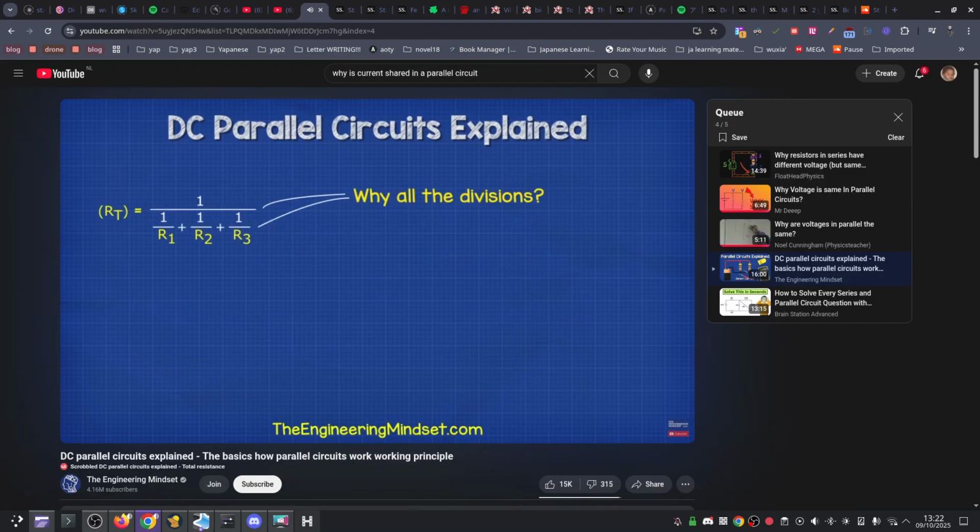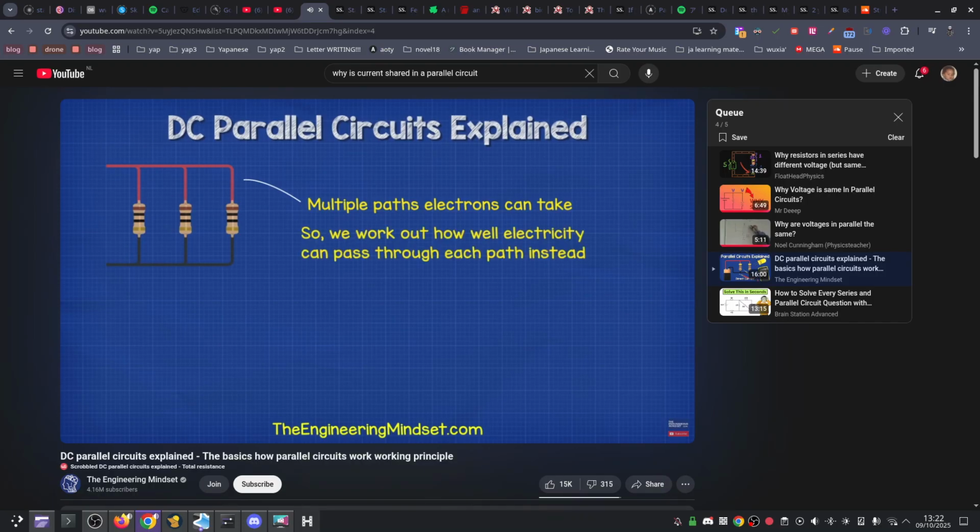So why are we using all these 1 divided by resistor fractions in the formula? Well, you don't really need to remember why we do it, you just need to remember how to use the formula. But I'll just explain briefly why we do it this way. Because there are so many paths for the current to flow through, we instead work out how well electricity can pass through each path. That's the conductance, which is the opposite of the reciprocal of resistance.